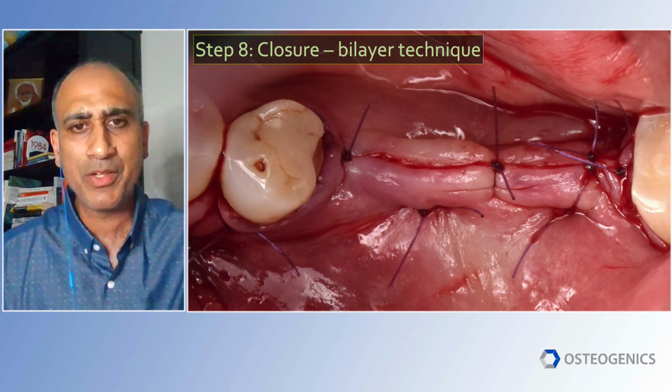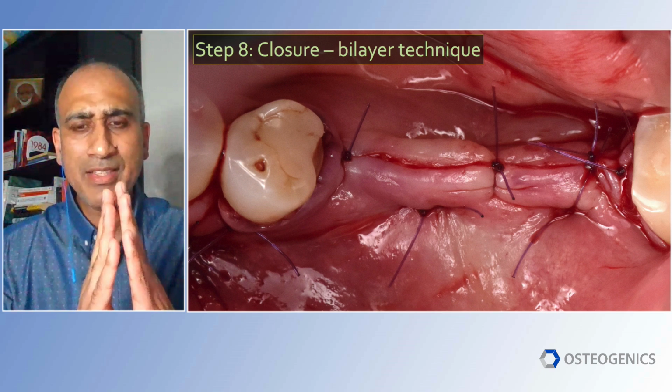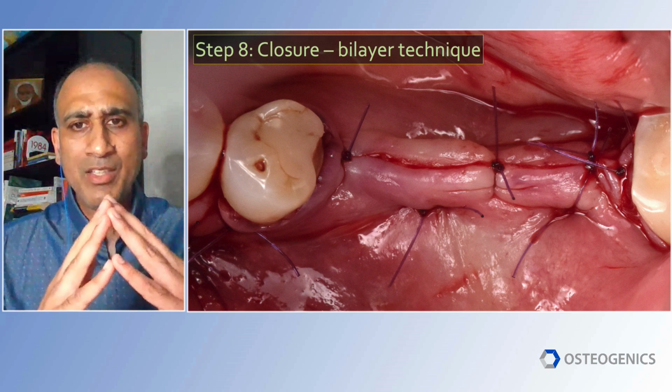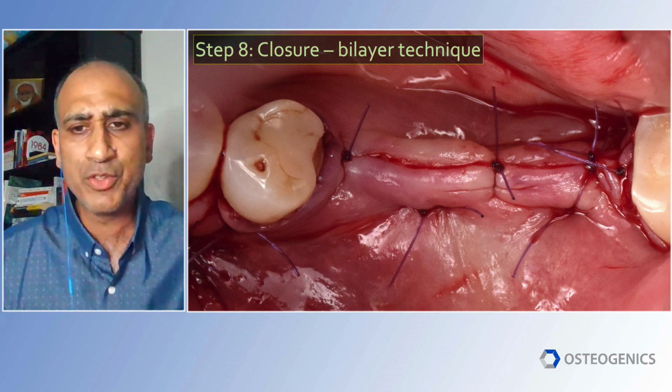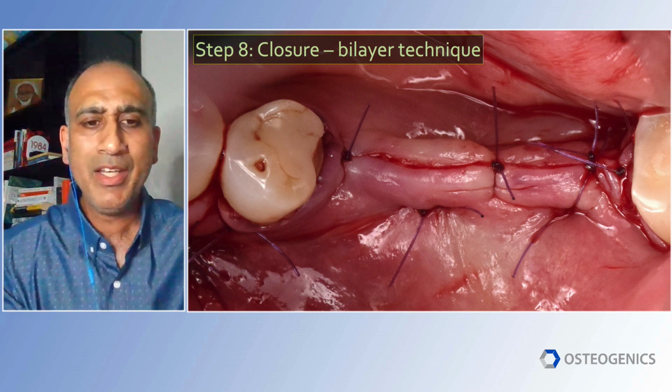And you can see from this picture that the wound edges are everted, because what happens in the initial phases of healing is that the wound wants to retract. So with the bilayer technique, when the wound retracts, the wound edges will still stay together. And this is what makes this technique of suturing so very effective and prevents a lot of retraction that we would otherwise see if we didn't use this technique.